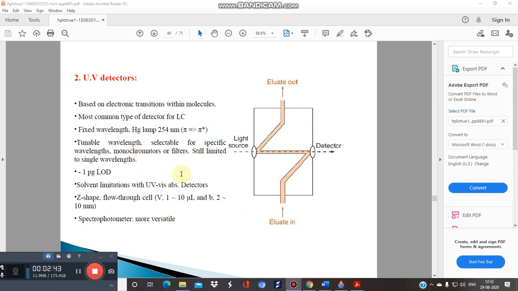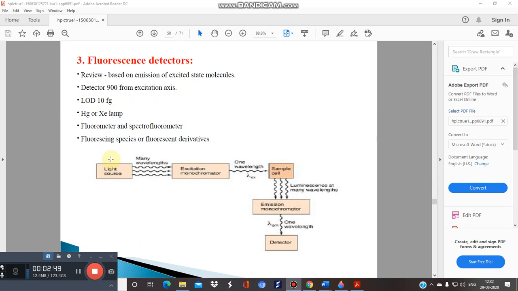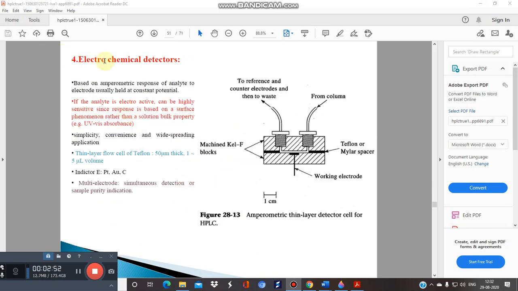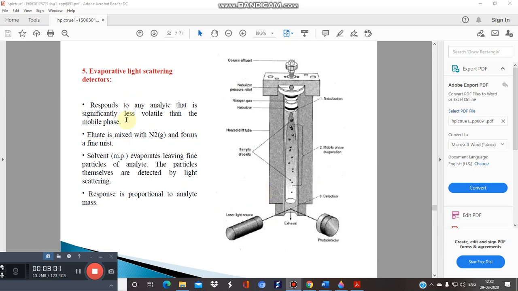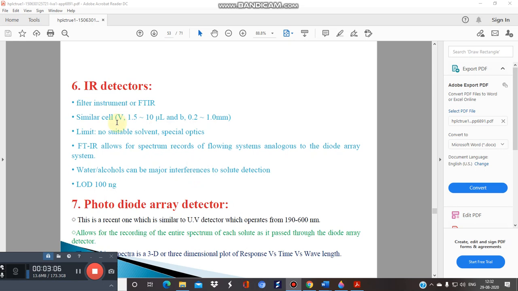This is a UV detector. Again, I will do this detector in UV spectroscopy because the basic principle is the same, and the fluorescent detector is also used. These are electrochemical detectors, which are based upon the amperometric response. So you have to know the entire principle of these detectors also. Then evaporative light scattering detectors are also used. These are very common. Photodiode array detector and IR detector, that is the infrared. I will also cover this in the spectroscopy part.